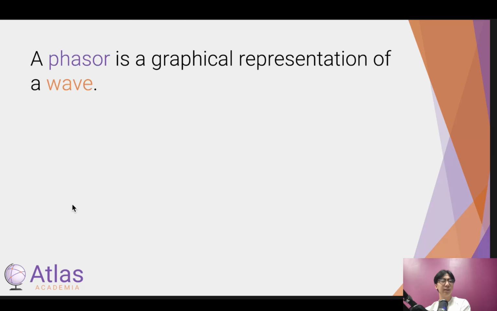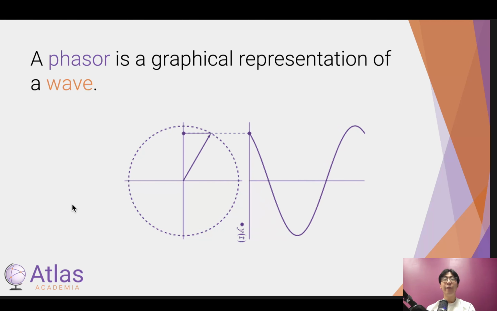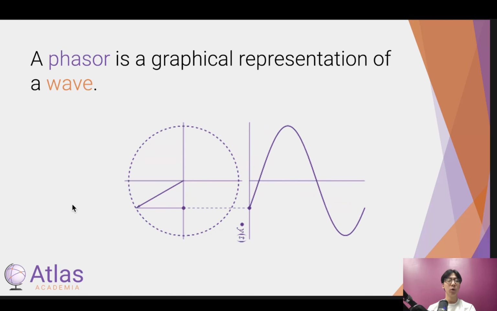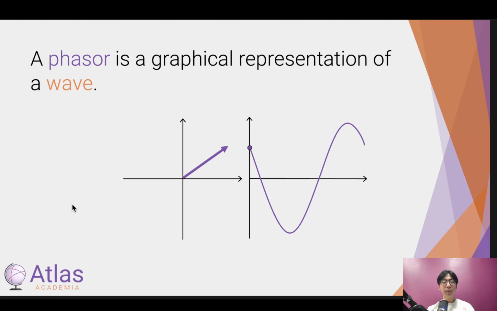And what a phasor is, it's a graphical representation of a wave. So for instance, if I've got a wave as shown on the right, then the phasor will be the rotating vector shown on the left. Now if I pause this at some moment of time, t, when we draw phasors in this way on the page, we can't actually draw it rotating, of course. We always draw it at some moment in time.